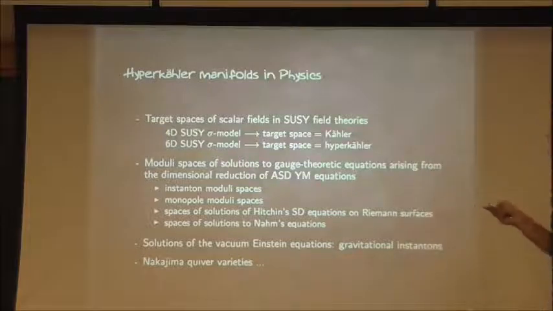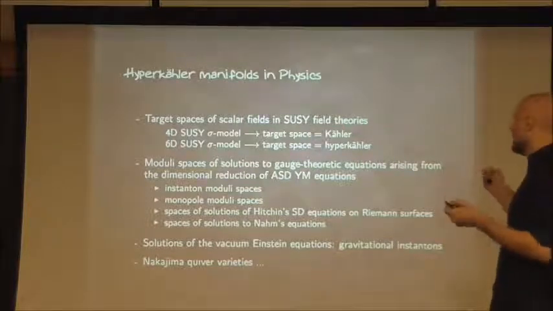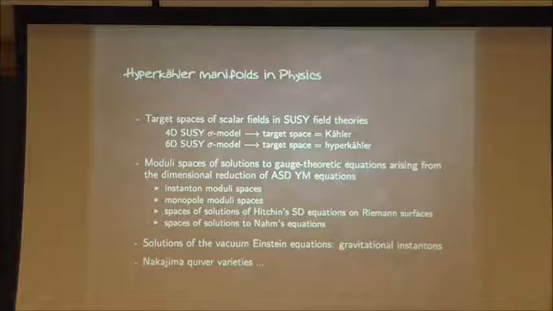Now I'm going to quickly review uses of Hyperkähler manifolds in physics. Hyperkähler manifolds arise as target spaces of scalar fields in supersymmetric field theories, which can arise from brane configurations or whatever. In 1979 or so, Zumino found that if you have a 4-dimensional sigma model and you impose supersymmetry, then the target space is going to have a Kähler structure. Similarly, in a 6-dimensional sigma model, if you impose supersymmetry, then the target space is going to have a Hyperkähler structure.